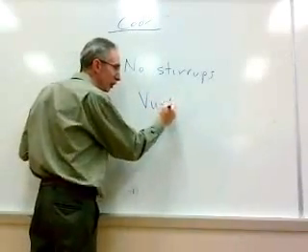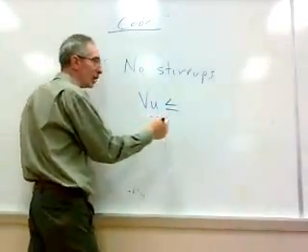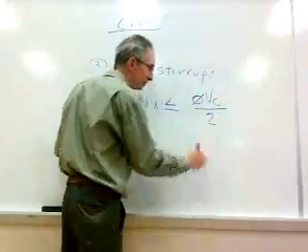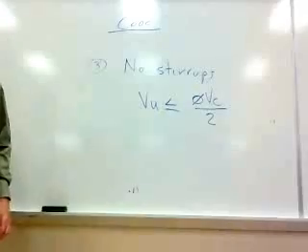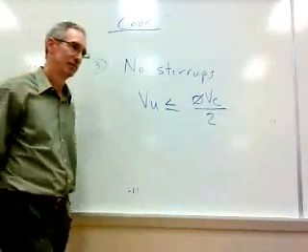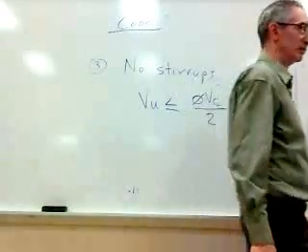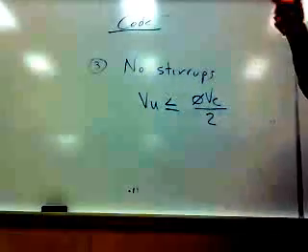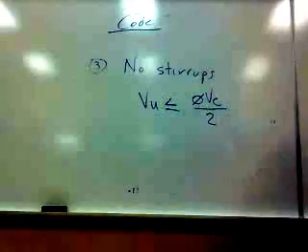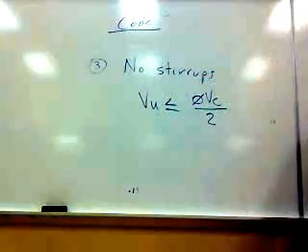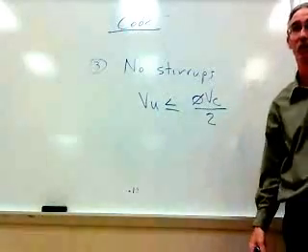where Vu gets lower than this value, phi Vc over 2, or one half phi Vc. If you took away stirrups, you'd have no Vs. Your whole capacity then would be phi Vc. They're cutting it in half and saying when you get past that point, you don't need stirrups anymore.